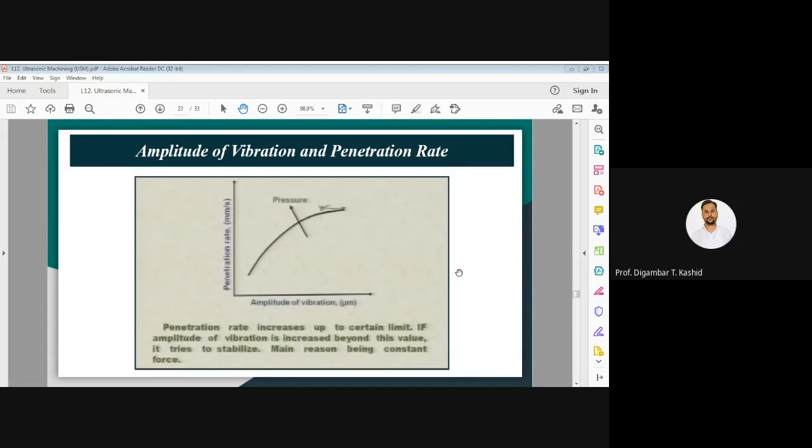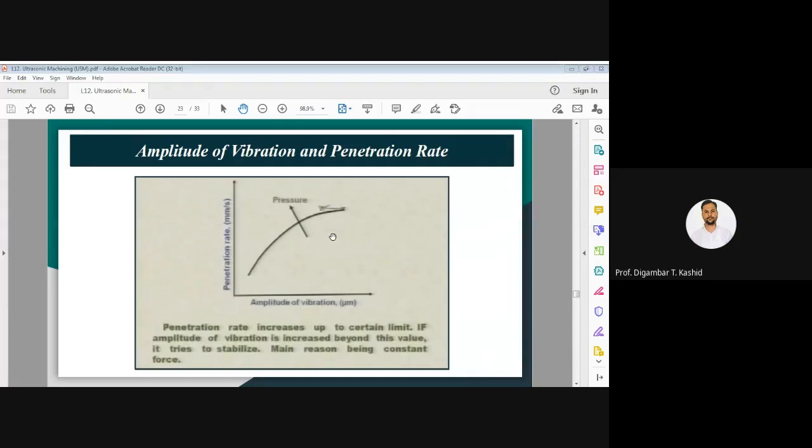Okay, so this slide shows the relationship between the amplitude of vibration of the tool and the penetration rate, that is, the penetration rate of the abrasive particle into the workpiece surface. You can see here that the amplitude of vibration is increasing. You can see the curve, the path of the curve also. So amplitude of vibration is increasing, and simultaneously the penetration rate is also increasing.